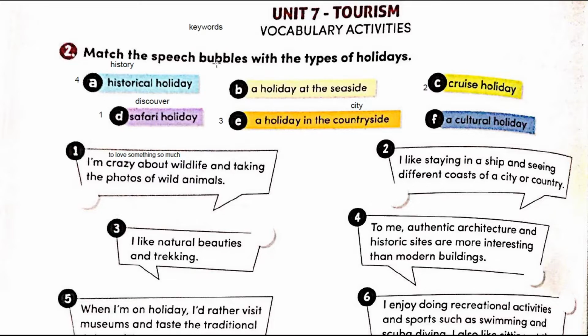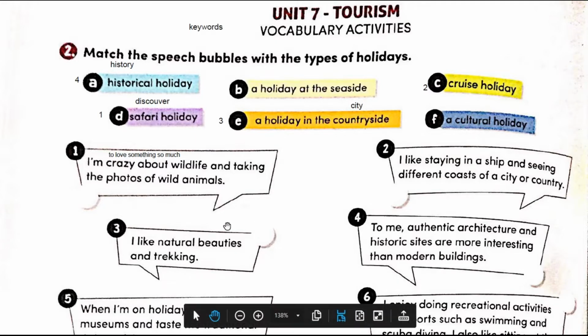So of course there are so many important things that we have to understand before we try to do this activity successfully. First, we need to understand what a speech bubble means. A speech bubble is this icon over here. So here we have the first speech bubble, second, third, and the fourth speech bubble, alright? We have 6 speech bubbles with their corresponding types of holidays.